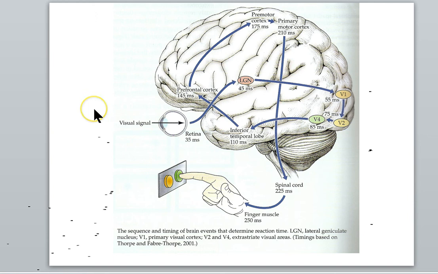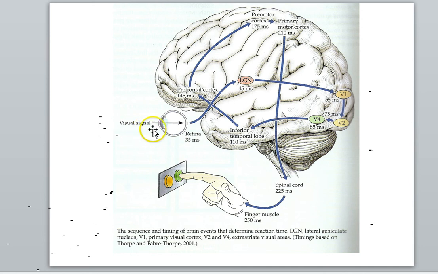So maybe they're looking at a computer screen, and if an insect flashes on, they press the green one. If a flower flashes on the screen, they press the yellow one or orange one or whatever that is. So that's the scenario. Now what they're showing in this diagram is how long it takes information to be flowing through the brain so as to generate behavior.